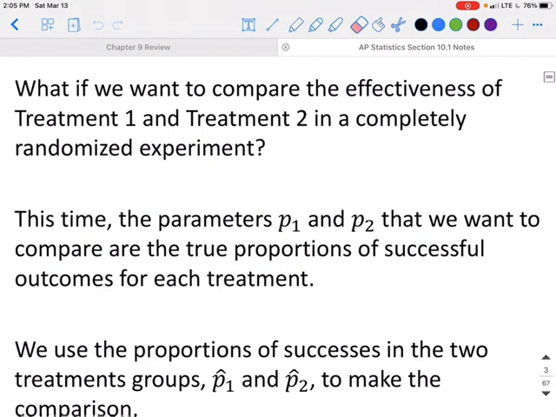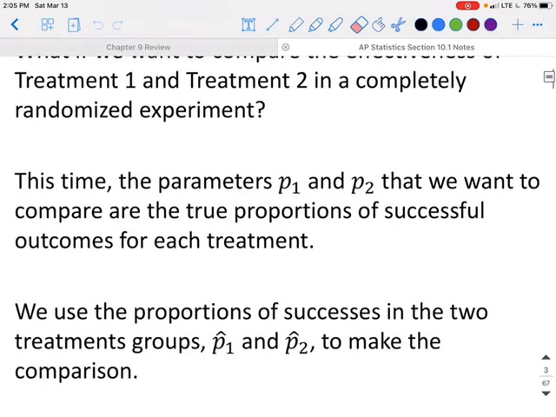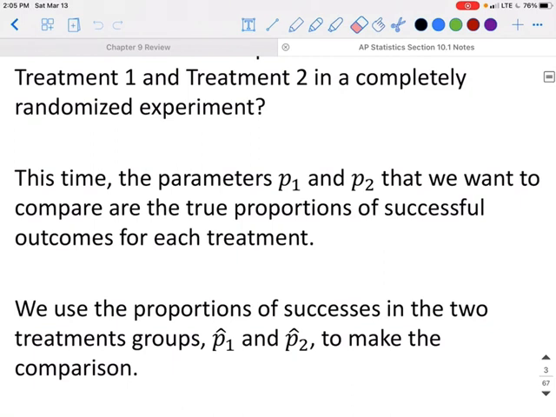What if we want to compare the effectiveness of treatment 1 and treatment 2 in a completely randomized experiment? This time, the parameters P1 and P2 that we want to compare are the true proportions of successful outcomes for each treatment. We use the proportions of successes in the two treatment groups, p hat 1 and p hat 2, to make the comparison.